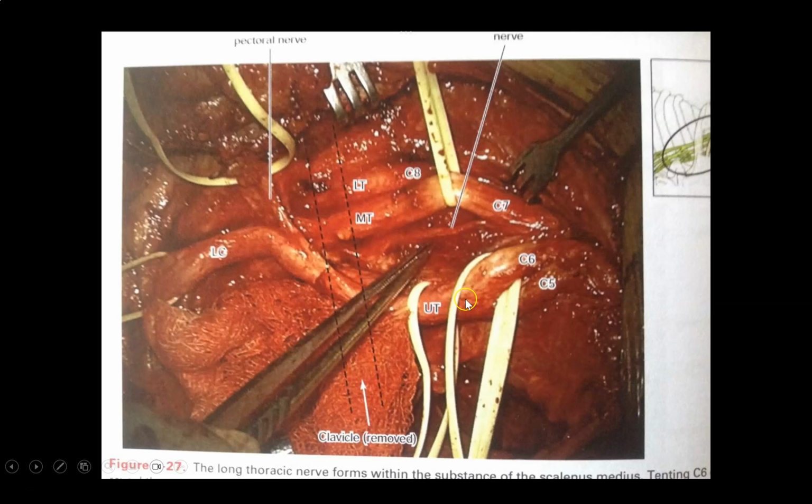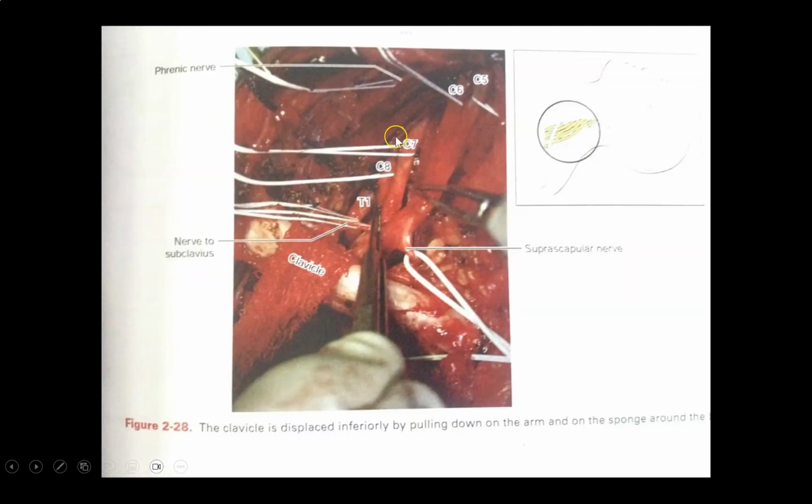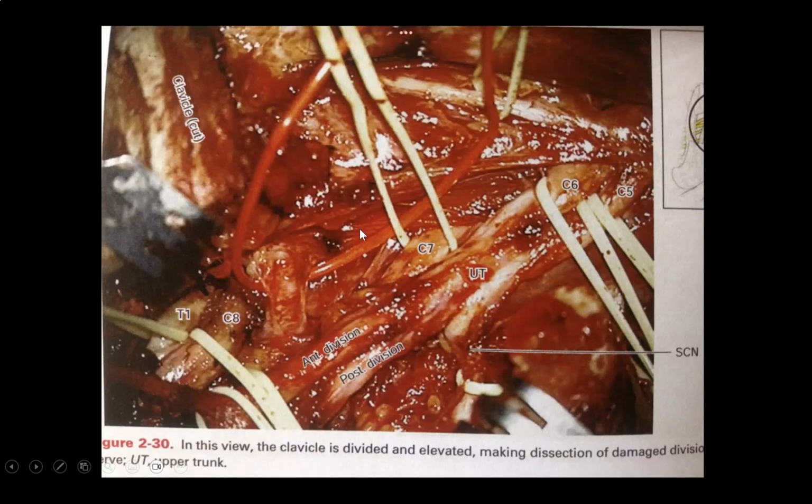C5, C6, upper trunk. C7, middle trunk. C8, T1, lower trunk. And again, you see here the roots, then the trunks, then the divisions. You see that C5, C6 is the most superficial, and C8, T1 are the most deep, passing like that.